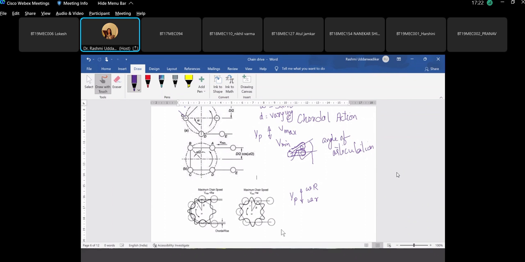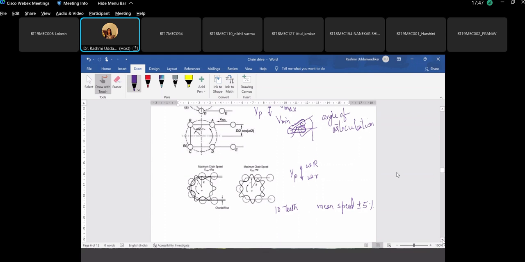So if there are 10 teeth, this change in the peripheral velocity because of the chordal action, the percentage variation of speed from the mean speed is plus minus 5%.